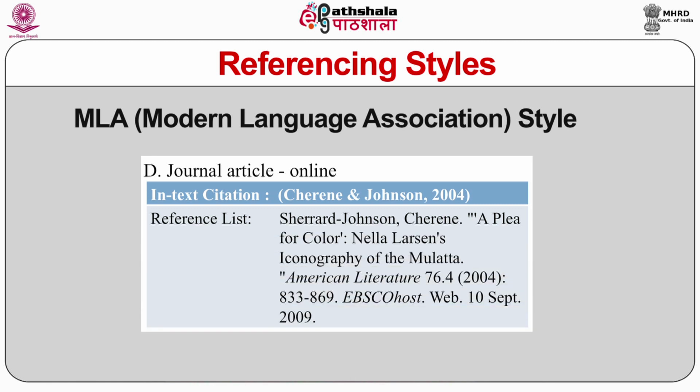The citation within the text again will be the same, but in the references it will be the complete names, Sharad Johnson's Shireen, with the article title followed by the journal name. Here it is American Literature 76.4, meaning 76th volume, 4th issue, published in the year 2004 with the page numbers, and accessed online on 10 September 2009.